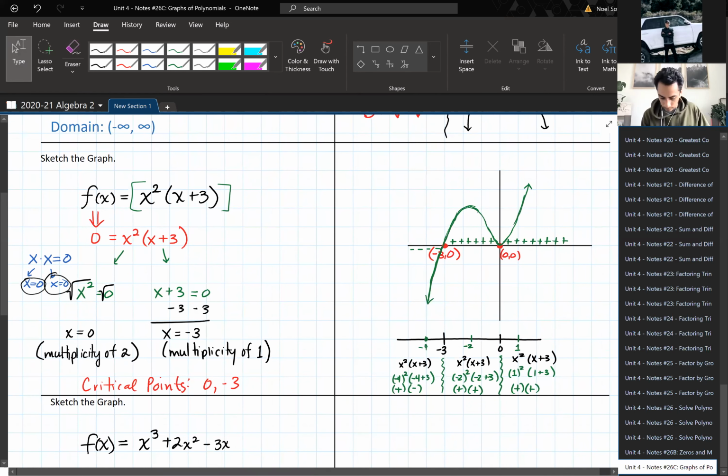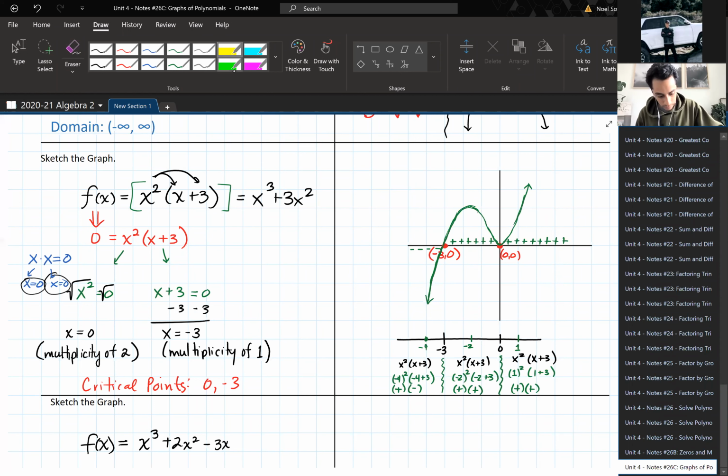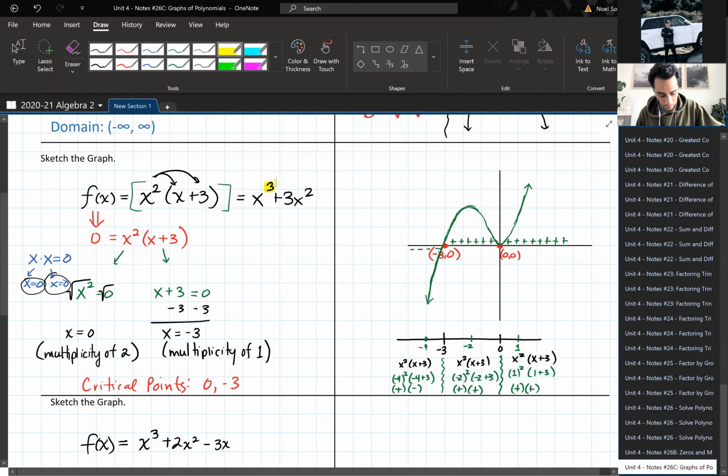Okay. And this is your very, very rough sketch of what this polynomial will essentially look like. So it is an odd degree polynomial. That's correct, right? You can tell, can't you? Because what if you would have distributed this x squared to both of these terms? What do you get? That's x to the third plus 3x squared. So we always look for the largest power. The largest power is 3. That's how we know it's odd, right?